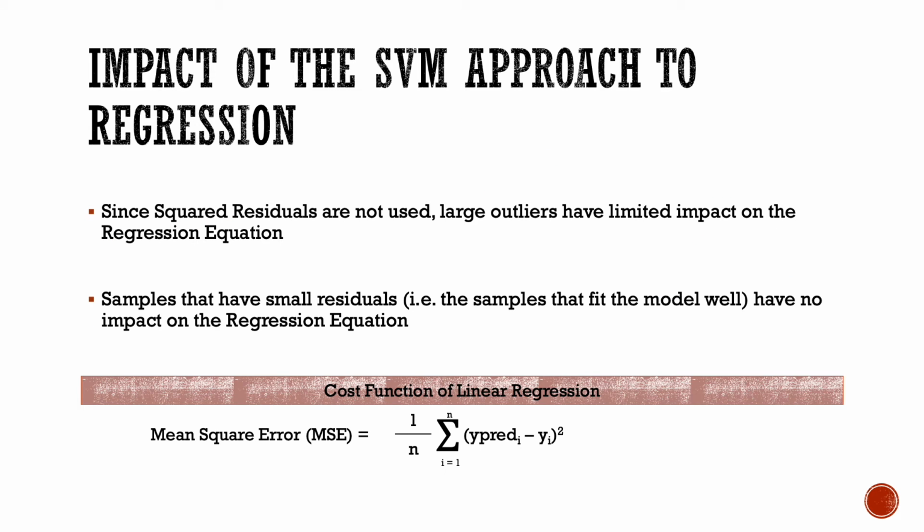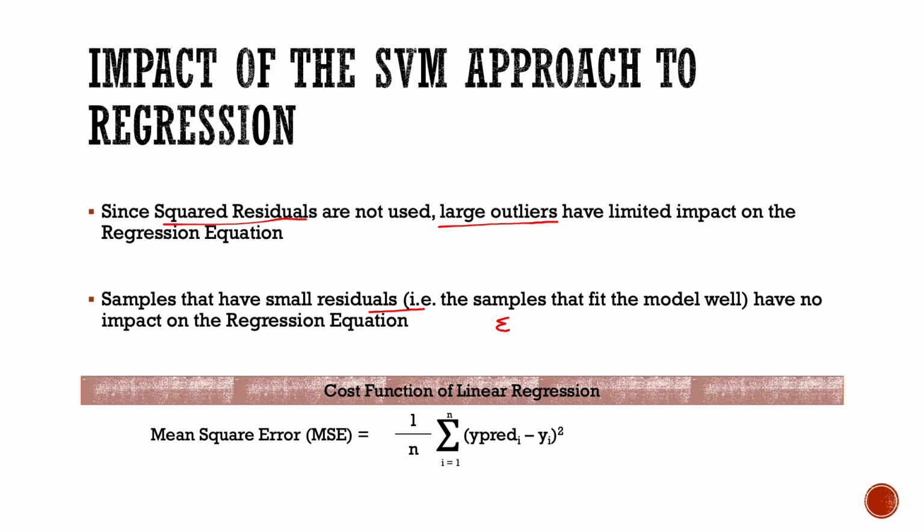So we can summarize that the impact of the SVM approach is that large outliers have minimum impact on the regression equation. This is because, like we discussed, we do not take the squared residuals, instead we take the absolute value of the residuals. Second thing is that samples which have small residuals will have no impact, because the samples where the residuals fall within epsilon will not be considered in the regression equation at all. So that is the impact of the SVM approach.